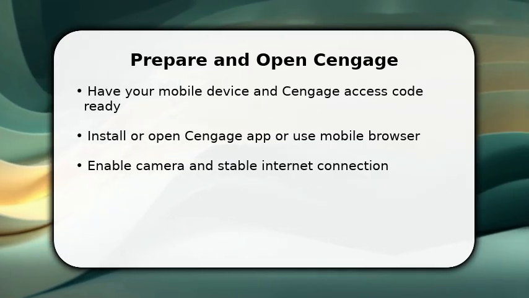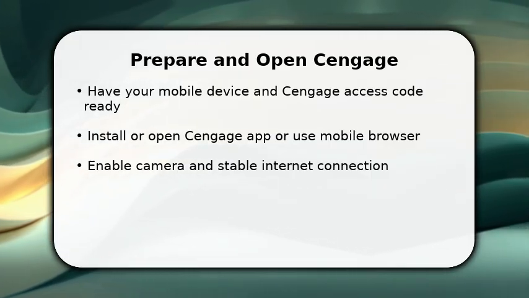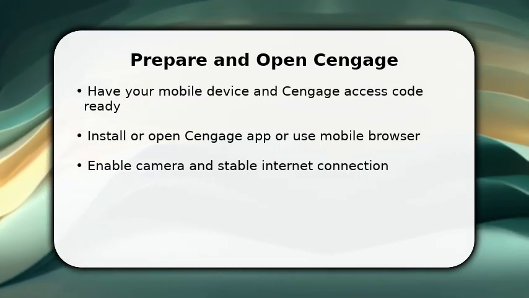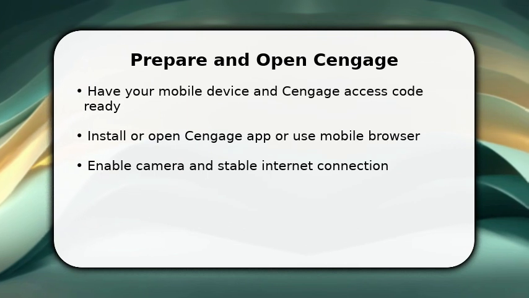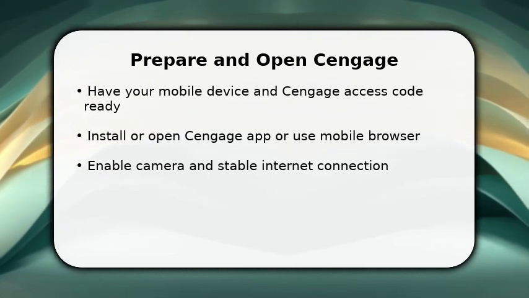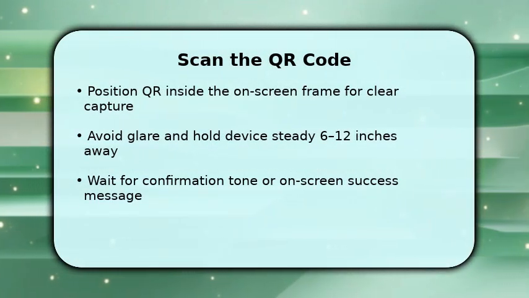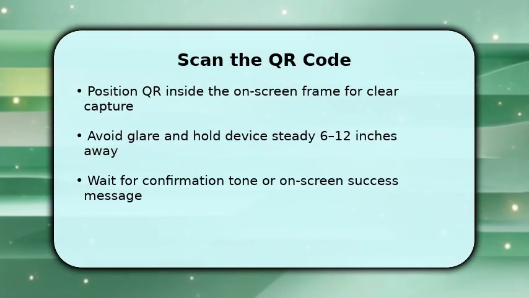Make sure your internet is stable. Scanning triggers account validation on Cengage servers. If you see an account prompt, sign in immediately to proceed to the QR scanning screen. You should now aim the camera at the printed or screen-displayed Cengage QR code, centering it inside the scanning frame.